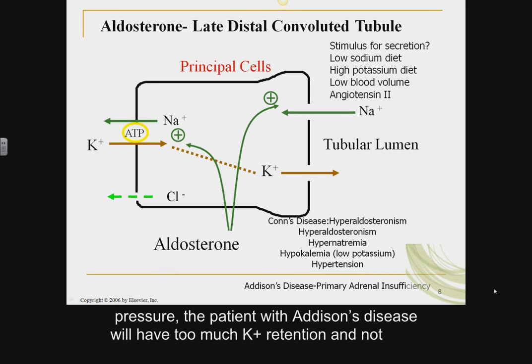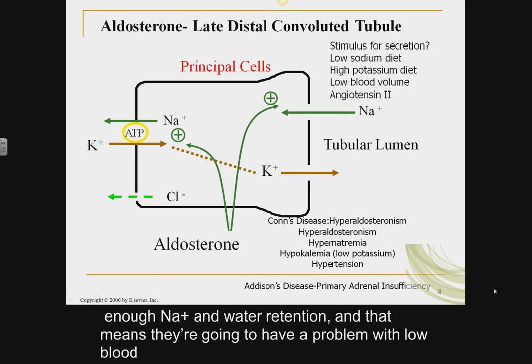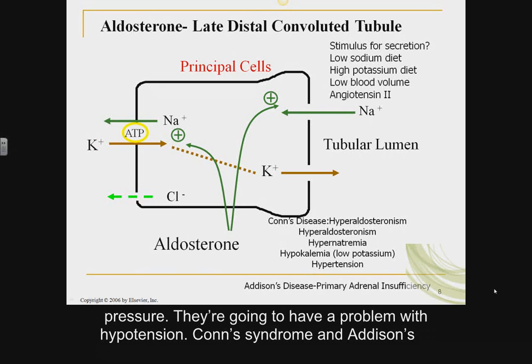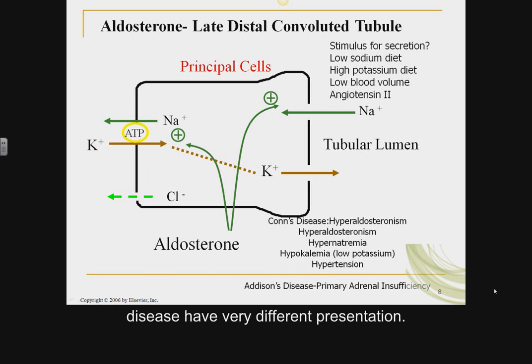With respect to blood volume and pressure, the patient with Addison's disease will have too much potassium retention, hyperkalemia, and not enough sodium and water retention, and that means they're going to have a problem with low blood pressure. They're going to have a problem with hypotension. Clearly, Conn syndrome and Addison's disease have very different presentations.